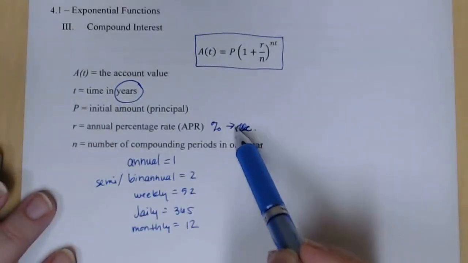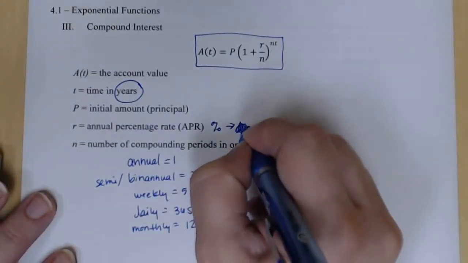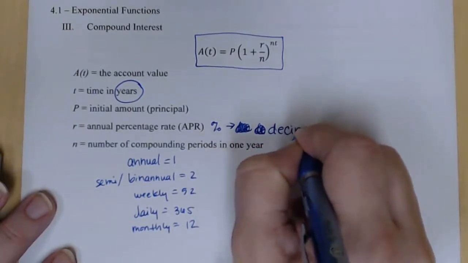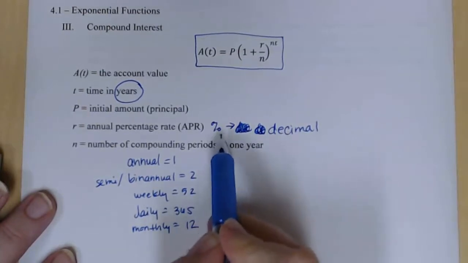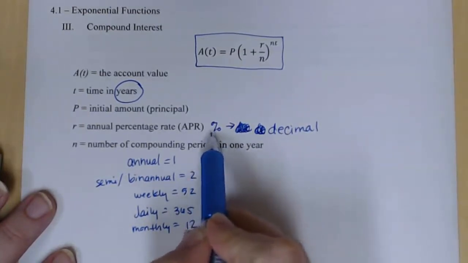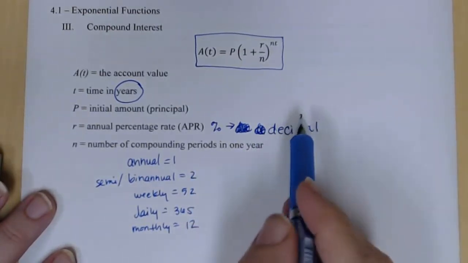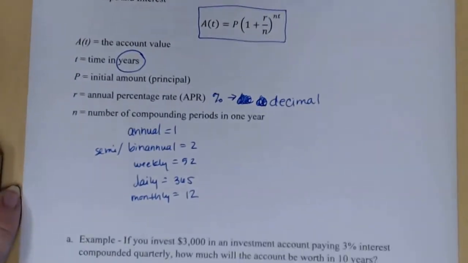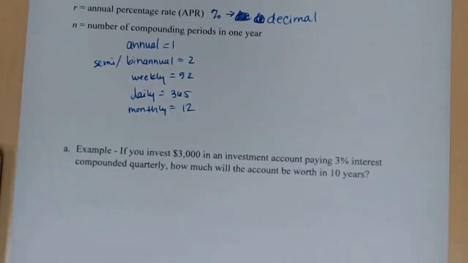Your rate is always going to be used in a decimal. Let me write that clear. It's always going to be a decimal that you want to use. So if you're using a percent, make sure you move that decimal 2 places to the left and use the decimal value. And then n is your compoundings per year. So let's kind of do some examples and play around with this equation.